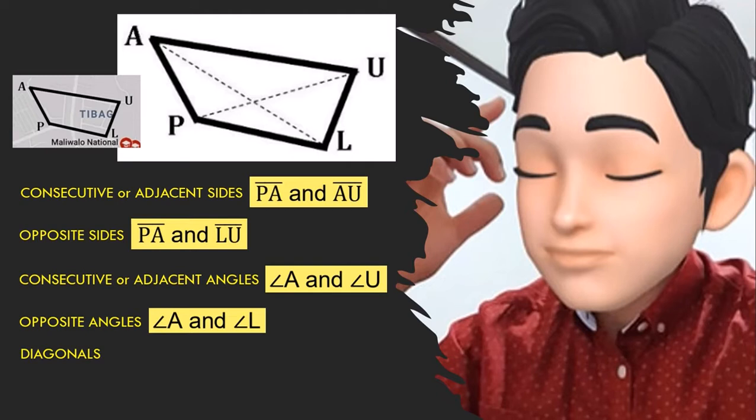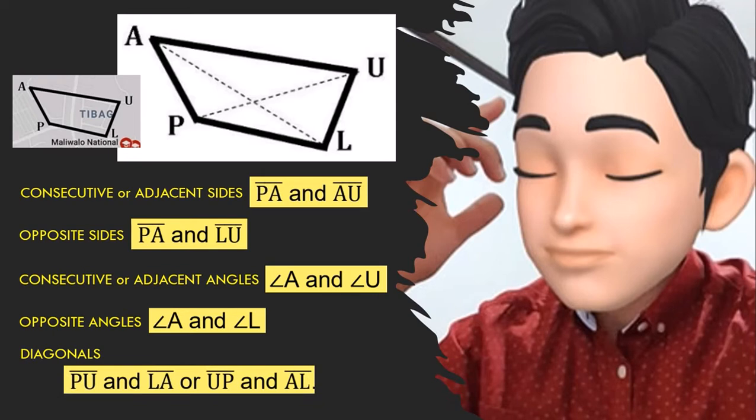Lastly, diagonals. Diagonals are line segments that are formed when you connect opposite vertices of a quadrilateral. In quadrilateral PAUL, diagonals are diagonal PU and diagonal LA. Did you get those important concepts? Now, master them and bear in mind those concepts, and as we progress in our discussion, you will still encounter them. Okay?